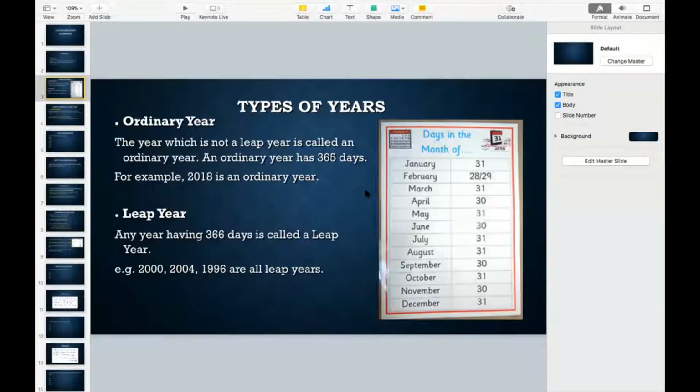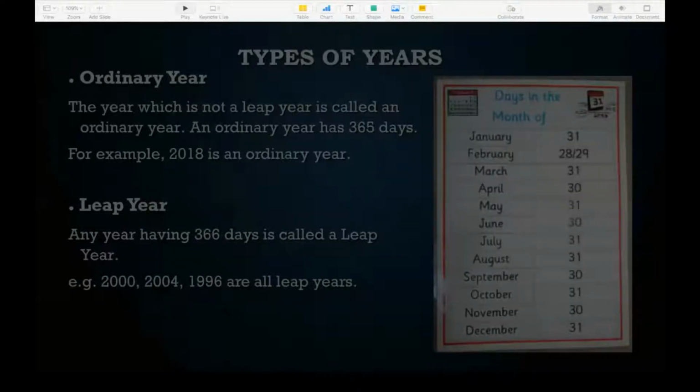So the divisibility rule of 4 was that the last 2 digits of any number should be divisible by 4. If they are divisible by 4, then the given number is divisible by 4, right?